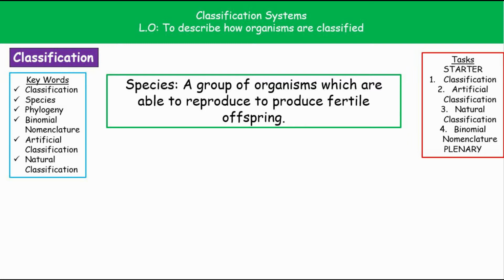When we're talking about a species, we are talking about a group of organisms that are able to reproduce, first mark, to produce fertile offspring. That was always the second mark. So organisms that are able to reproduce to produce fertile offspring.